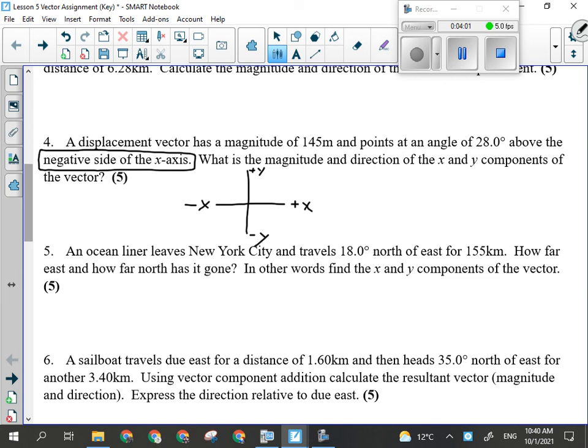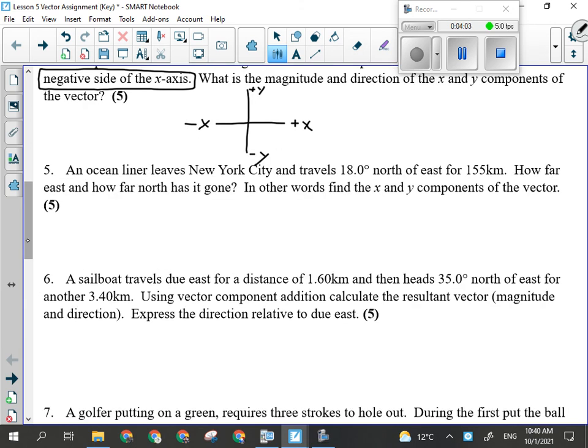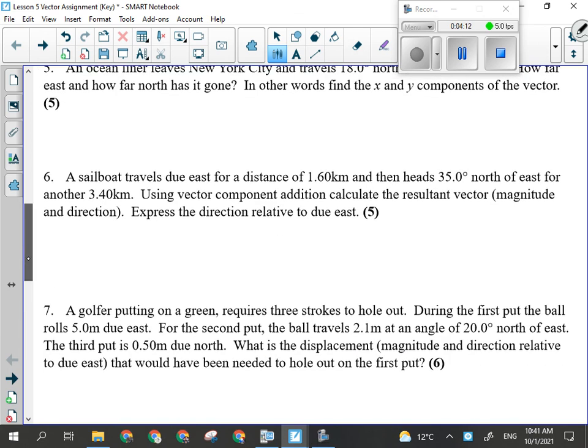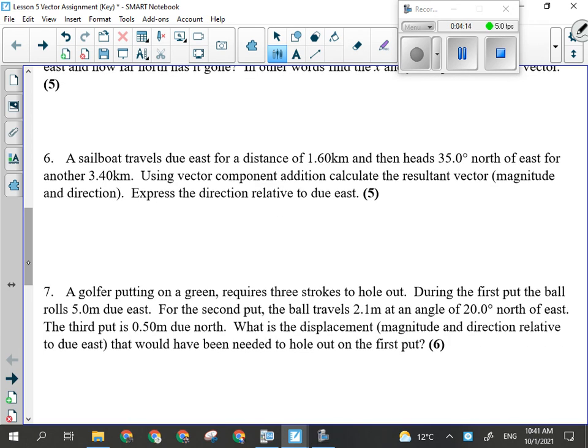Question number 5, same deal. It just wants you to find the x and y components, but this time it does give you compass directions, so compass directions would be appropriate to use in your answer. Question number 6, simple vector addition question, very much like what you would get on an exam.